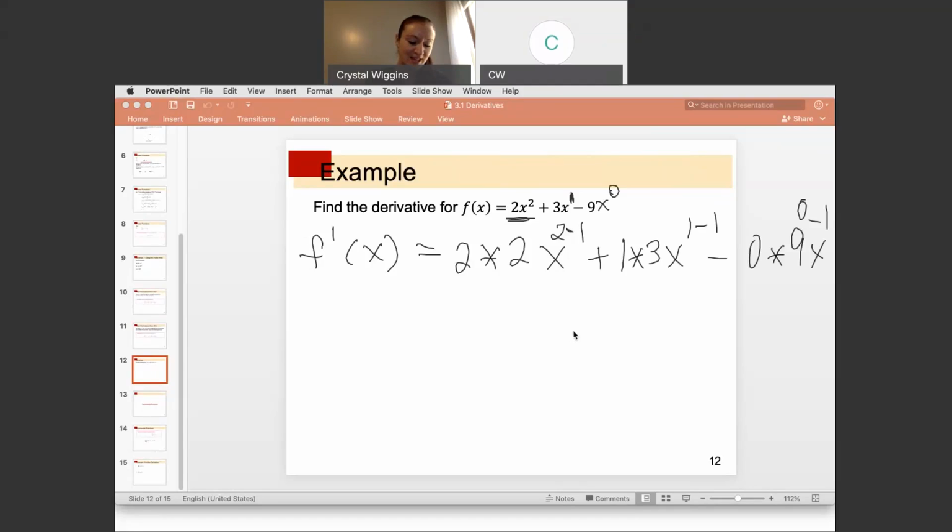And putting this all together, the derivative comes out to be 4x to the first power plus 3x to the 0 power, which is just the number 1. So we don't need to write the x. And 0 times anything is 0, giving us the derivative 4x plus 3.